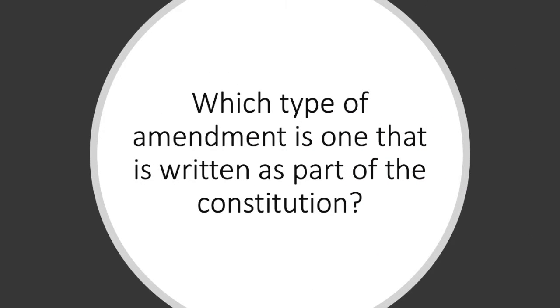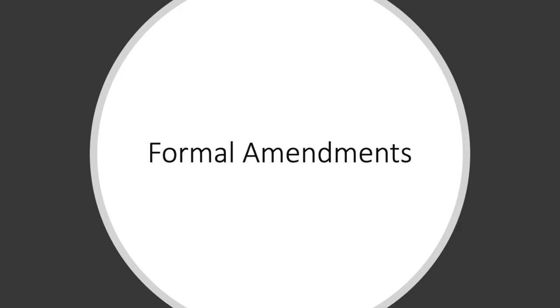All right, ladies and gentlemen, I wanted to go ahead and have our 5-minute review today. Just focus on the notes we took last class about amending the Constitution. So let's start off with which type of amendment is one that is written as part of the Constitution. If you recall, we have formal and informal. Which one is written into the Constitution? Formal amendments. Remember that informal amendments happen over time and are not written into the actual Constitution.